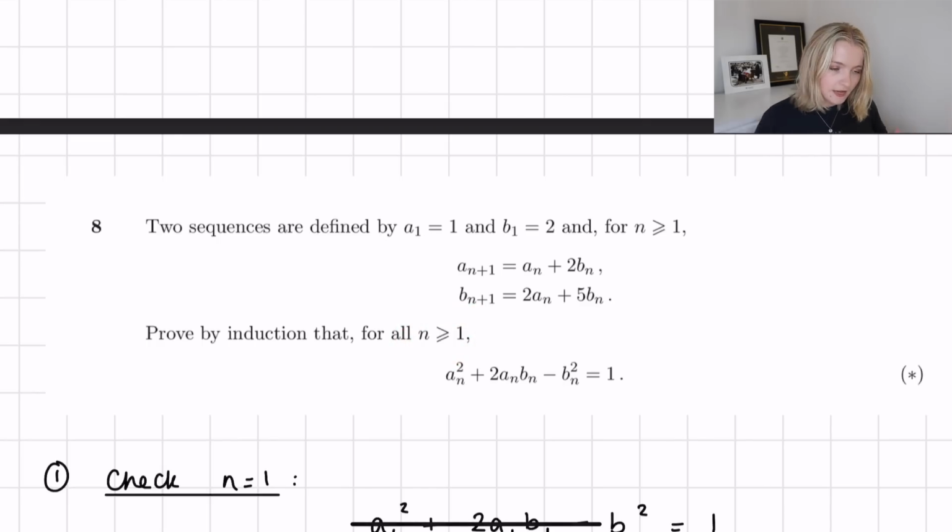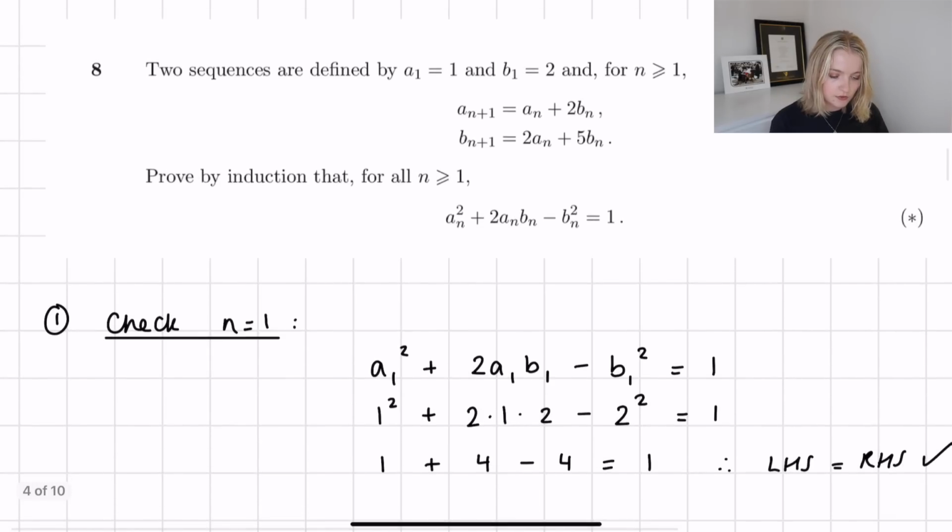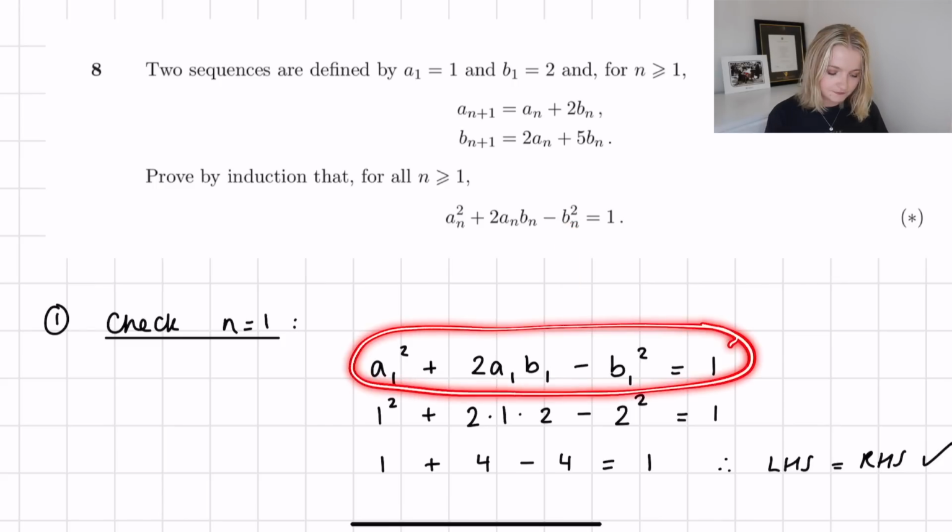Okay, so as with any proof by induction, we set up the first case, which is we want to check that this holds for n equals 1. We can do that because we're told that a1 is 1 and b1 is 2. So all we do is substitute a1 into there, a1 into there, b1 into there, b1 into there, which is what I've done here.